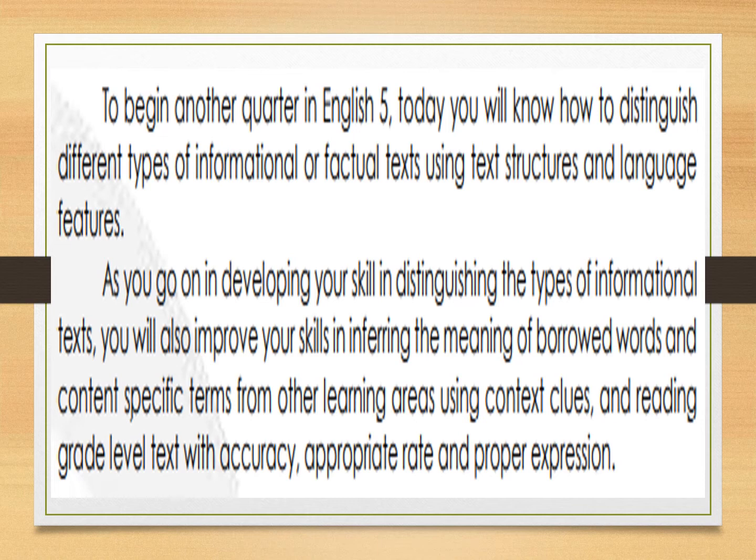To begin another quarter in English 5, today, you will know how to distinguish different types of informational or factual text using text structures and language features. As you go on developing your skills in distinguishing the types of informational text, you will also improve your skills in inferring the meaning of borrowed words and content specific terms from other learning areas using context clues and reading grade level text in accuracy, appropriate rate, and proper expression.